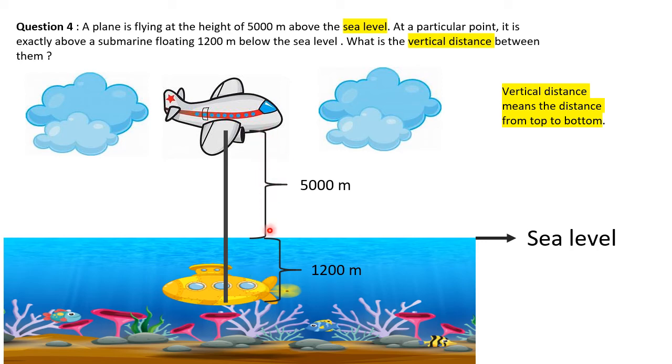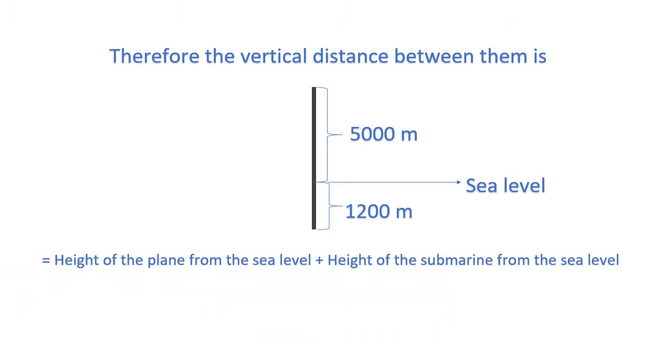So we have the height from the sea level to the plane and from the sea level to the submarine. So let us see how to calculate the height between the plane and the submarine. That is what they have asked us. Now we can see that vertical distance means this distance, right? Now this is the sea level. This is 5,000 meter and this is 1,200 meter. So vertical distance means what? 5,000 meter plus 1,200 meter, right? It is clear from the picture, right?